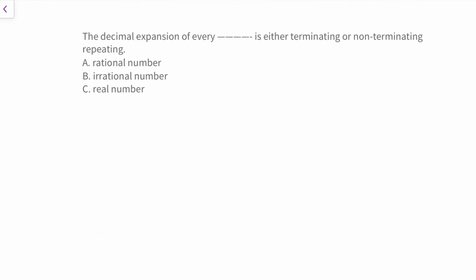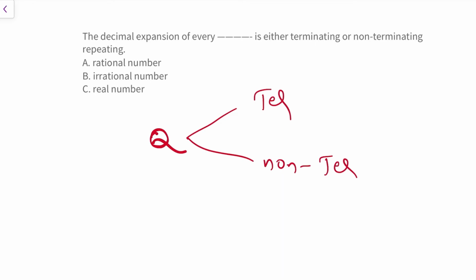Next, the decimal expansion of every rational number is either terminating or non-terminating repeating. Actually, in the rational numbers we have 2 types of decimals: one is terminating decimal and one is non-terminating repeating decimal. So obviously that is option A. Every rational number has either a terminating decimal or a non-terminating repeating decimal.